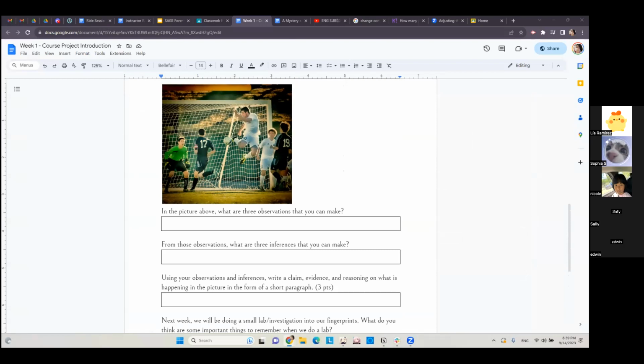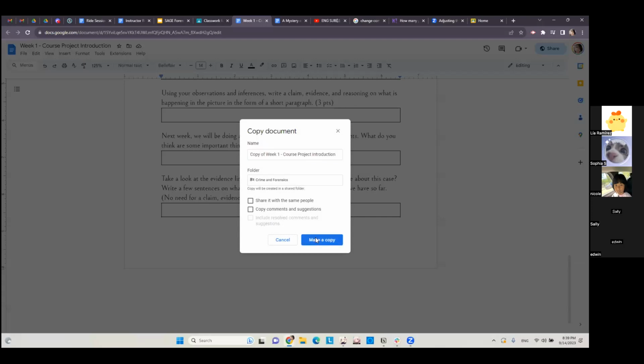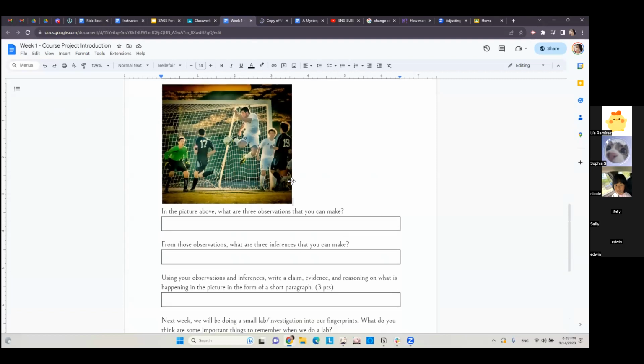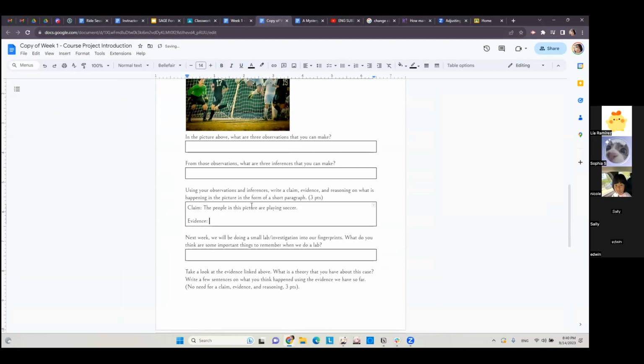They're playing soccer. Yeah, so a claim could be, I'll make a copy. The people in this picture are playing soccer. And what would be our evidence for that? Claim would be the people in this picture are playing soccer. What would our evidence be? What are things that we can notice? So our evidence would be our observations in this case.